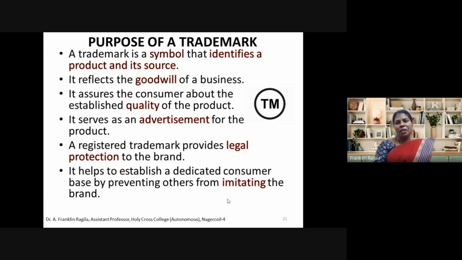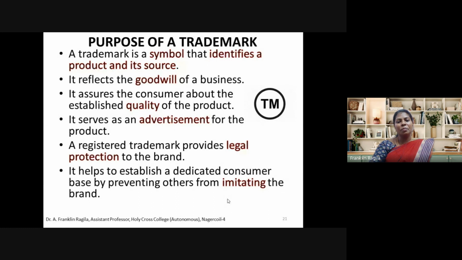And the purpose of a trademark, why we should go for a trademark. As I told you before, a trademark is a symbol that identifies a product and its source, and it differentiates your product from your competitor's product. It also reflects the goodwill of your business. So if I'm having a trademark on my product, definitely it will increase the reputation of my own product and also assures the consumer about the established quality of a product. If you're having a trademark product, definitely the quality of the product will be of standard, not a deteriorated one.